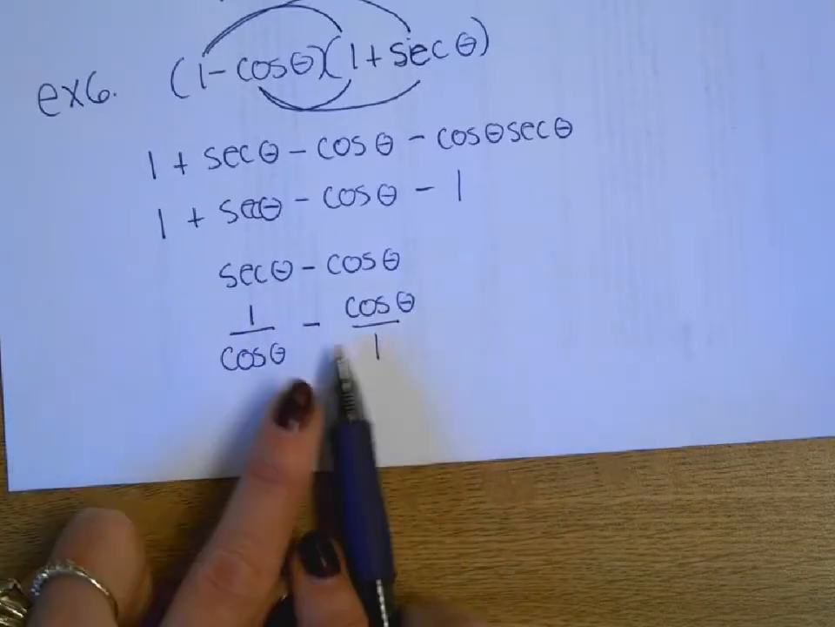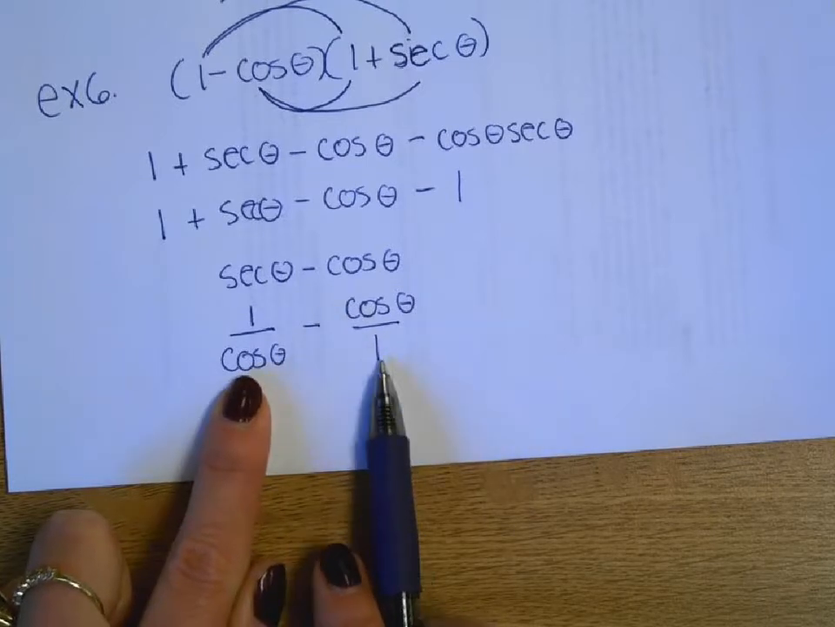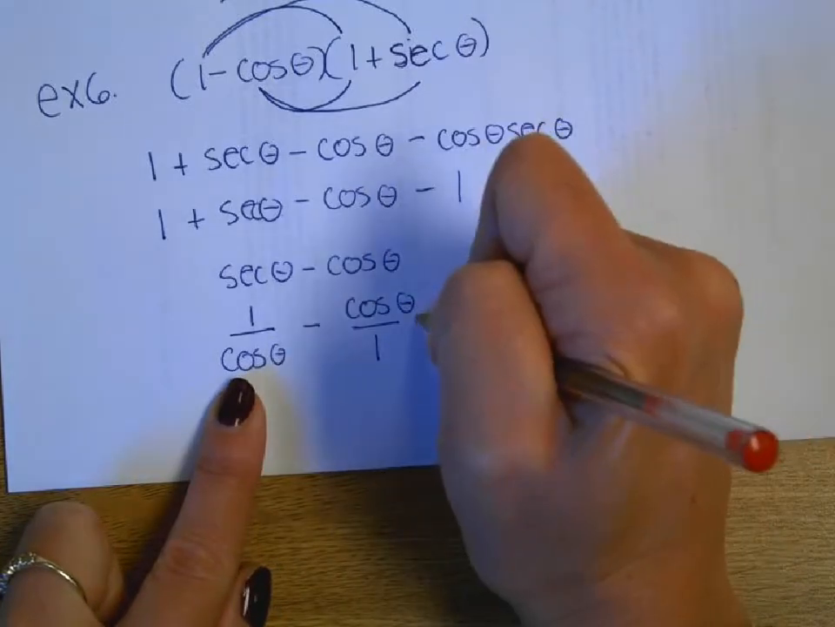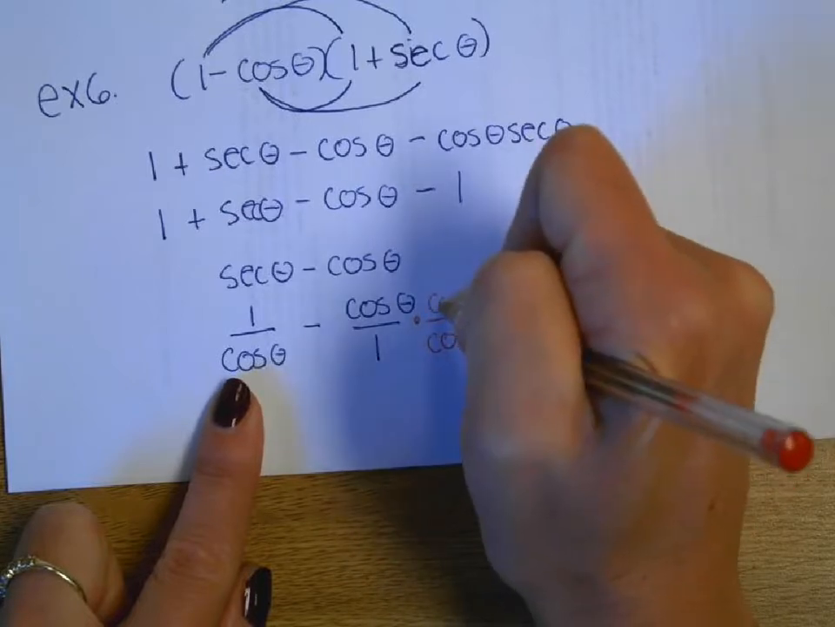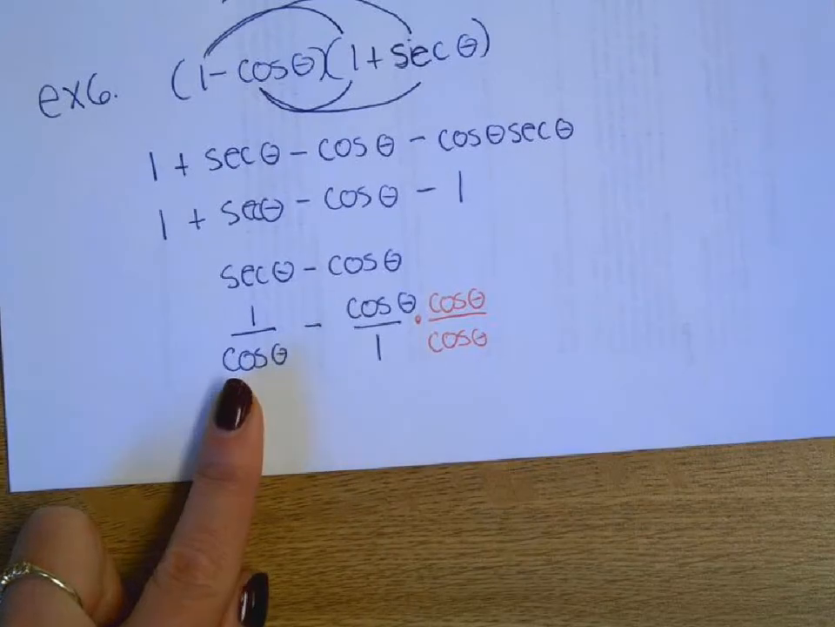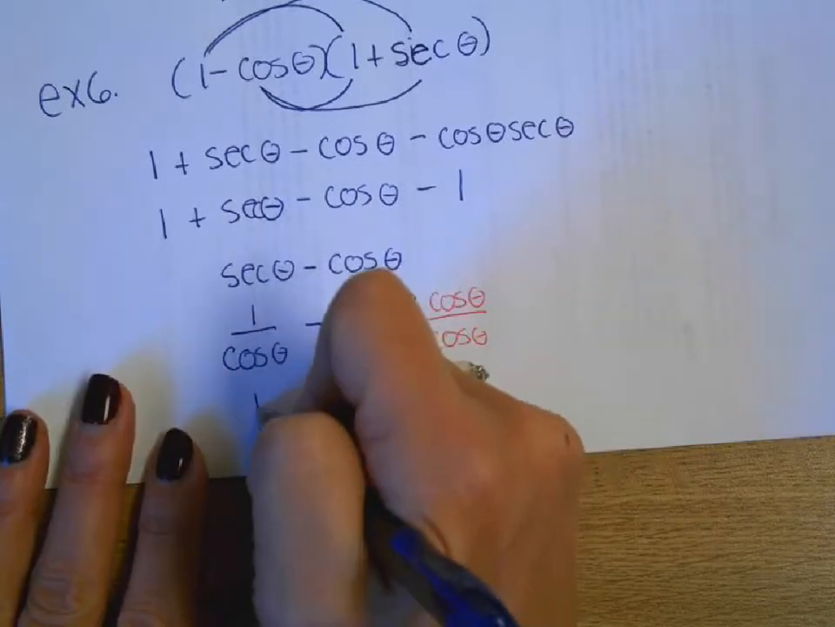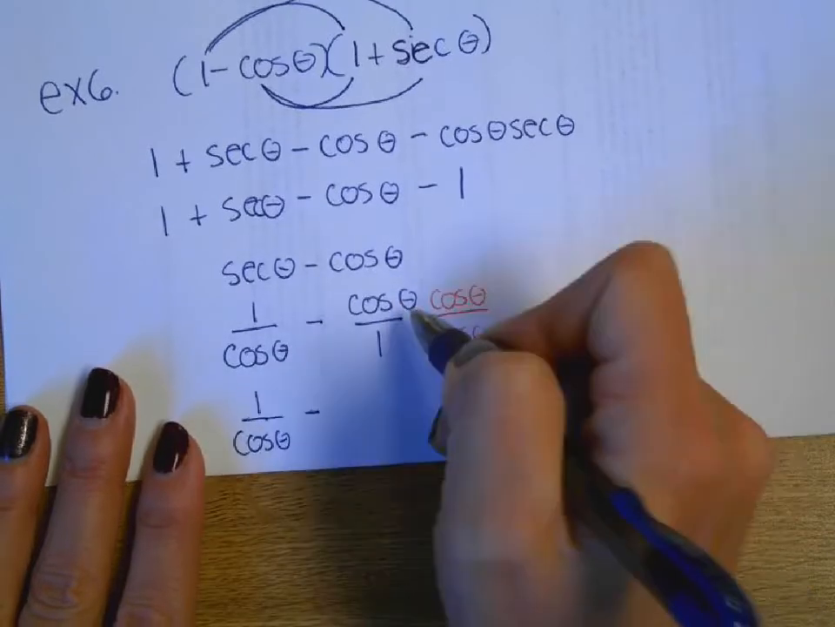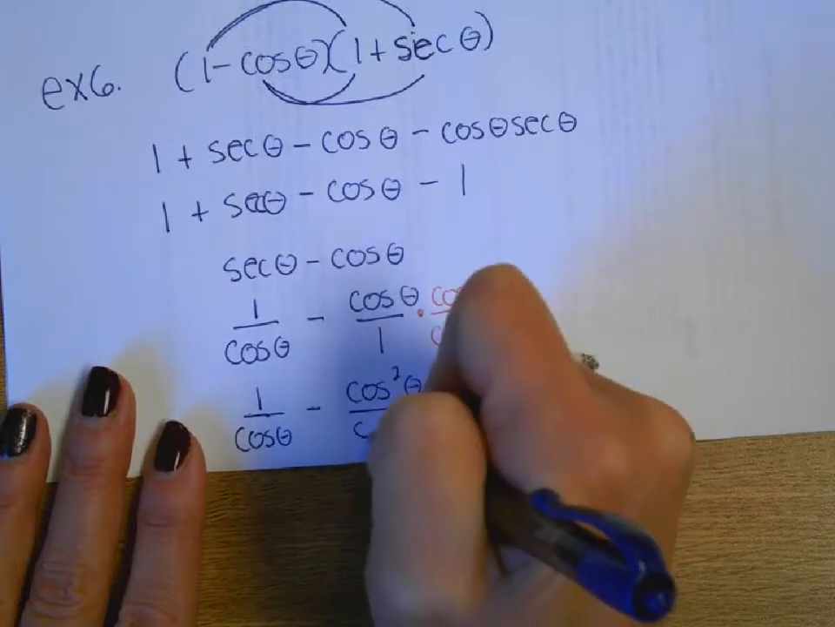The only way for me to bring these two things together is to get a common denominator. Here I've got a cosine, here I've got a 1. What's my common denominator? Cosine. So I need to hit this one with a 1. I'm going to multiply the bottom by cosine, which means I have to multiply the top by cosine. So far so good? So I'll have 1 over cosine minus, what am I going to have here? Cosine squared over cosine.